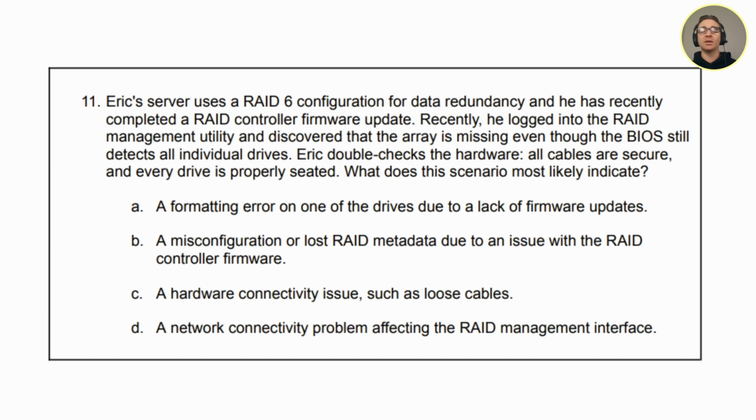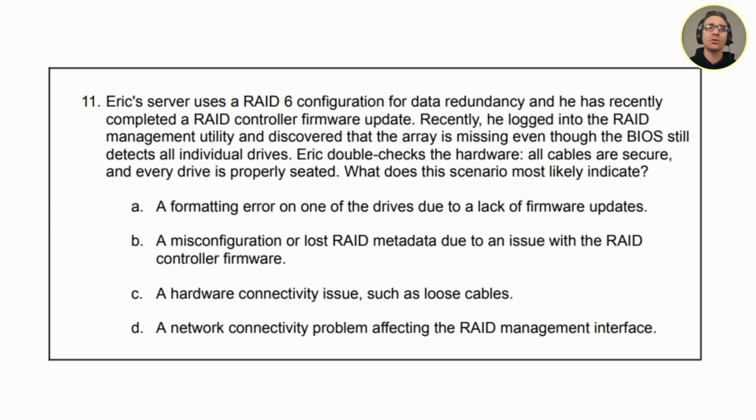The next question, and I believe the final question for this video, reads, Eric's server uses a RAID 6. Hope you remember what that is. A RAID 6 configuration for data redundancy, and he has recently completed a RAID controller firmware update. Recently, he logged into the RAID management utility and discovered that the array is missing, even though the BIOS still detects all individual drives. Eric double checks the hardware, all cables are secure, and every drive is properly seated. What does this scenario most likely indicate?